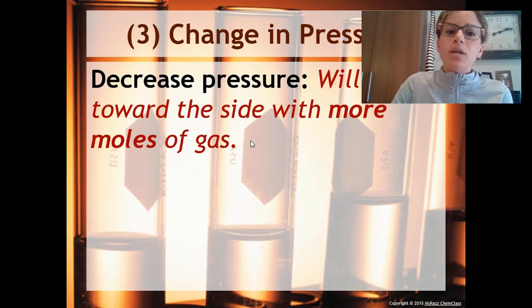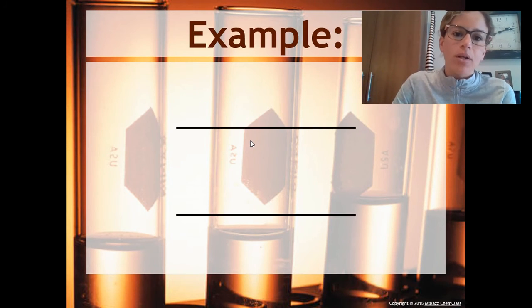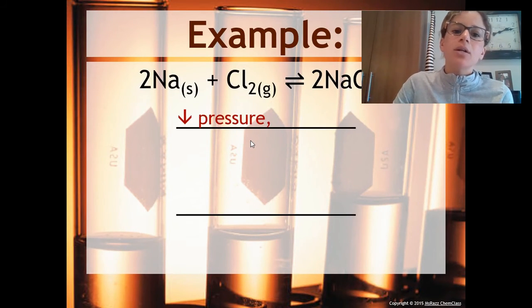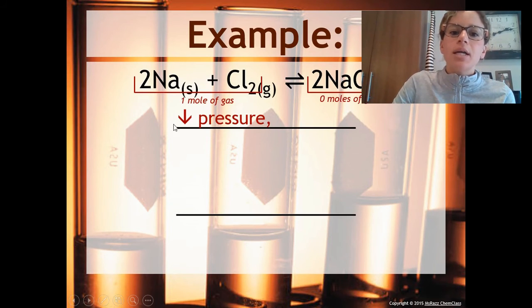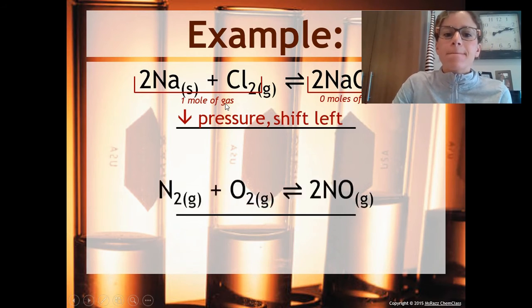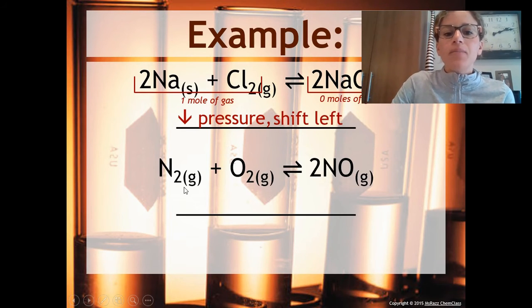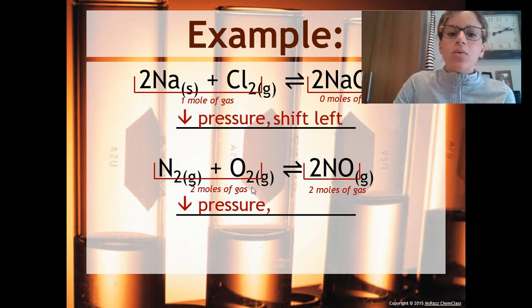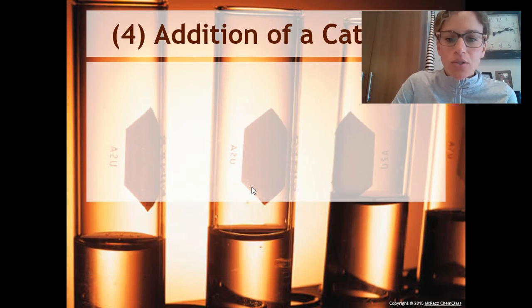Okay, if you decrease the pressure, you are increasing the volume, so you're going to shift toward the side with more moles of gas or increased volume. So here, if we decrease the pressure, you're increasing the volume. So we're picking the side that has more moles of gas, which is the left side. Okay, in this example here, there are 2 moles of gas and 2 moles of gas on both sides, so they're equal. Okay, so in this case, there would be no change.